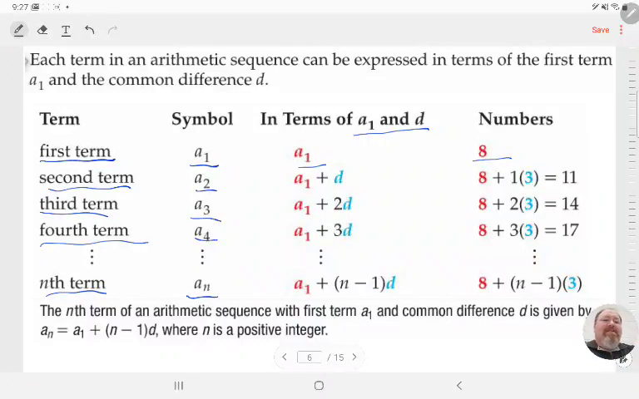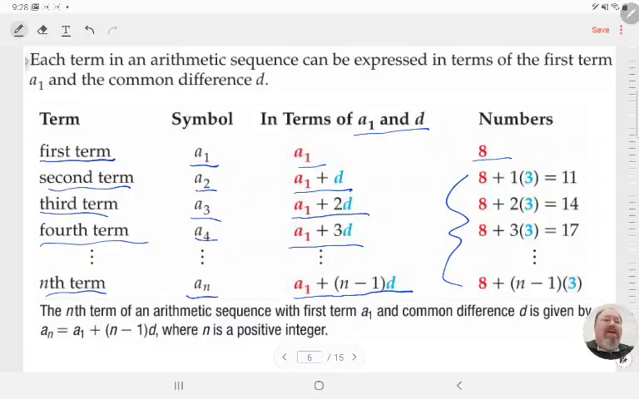Now, when you look at it as an equation, so to speak, for the second term, you would have the first term plus your common difference. Your third term would be the first term plus 2 times the common difference. The fourth term would be the first term plus 3 times the common difference. So you start seeing a pattern. And what you could come up with is the first term plus the nth term minus 1 times d, okay?